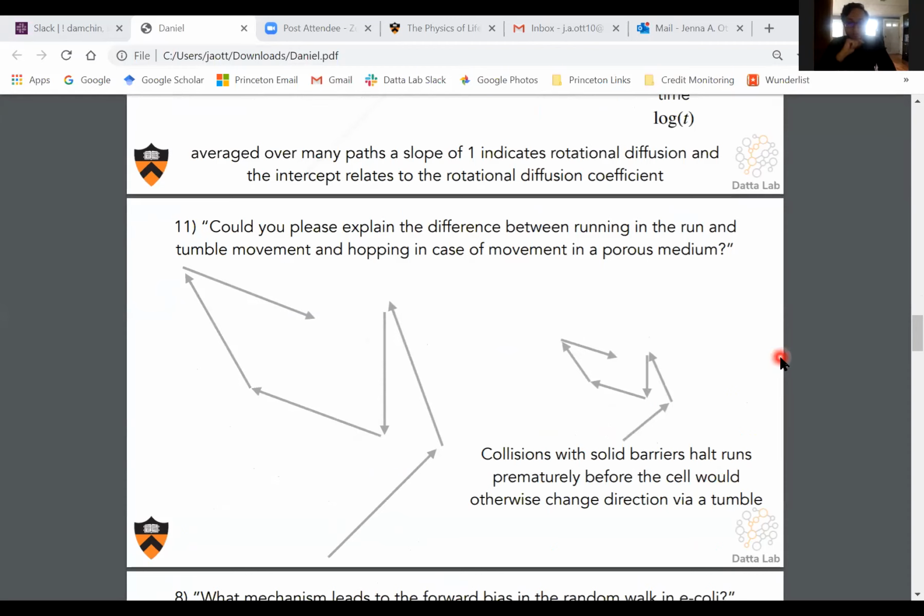So could you explain the difference between running and run and tumble movement and hopping in the case of movement in a porous medium? The difference is that the arrows are smaller. When you're colliding with solid walls, your runs that you want to take as 20 to 40 microns get stopped when you hit a wall. And so your run becomes only 7 microns or 2 microns. And so the difference between runs and hops, I would say, is just the size of how large these arrows are in this random walk.